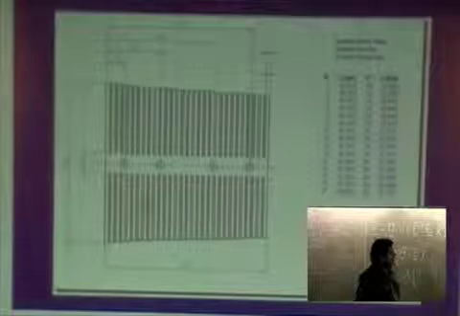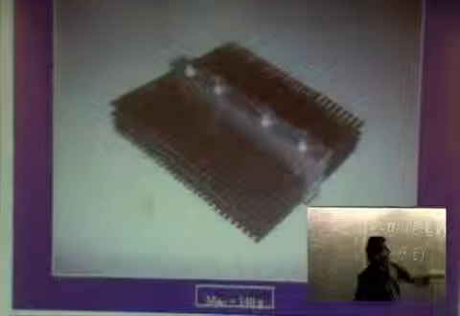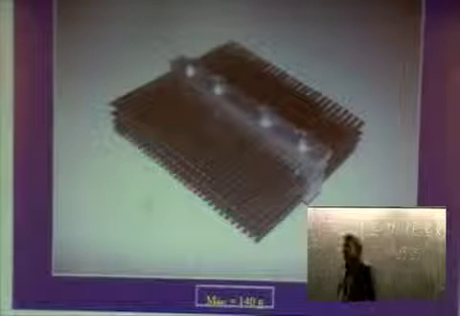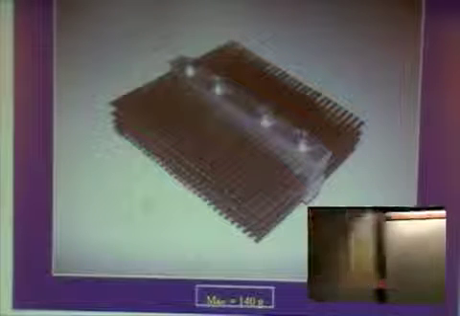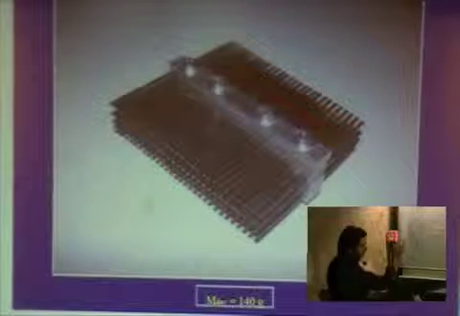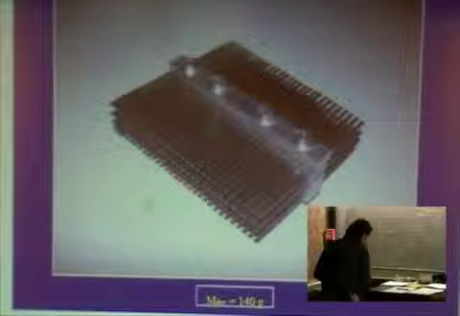This is the design of the system, and this is the final version of the prototype of the resonators that we used on board. So it is an aluminum structure with some alloy for the screws.